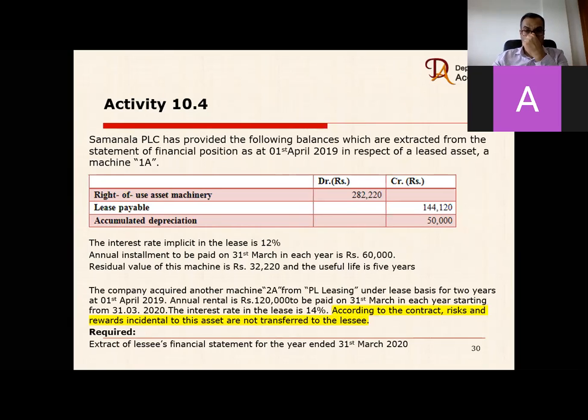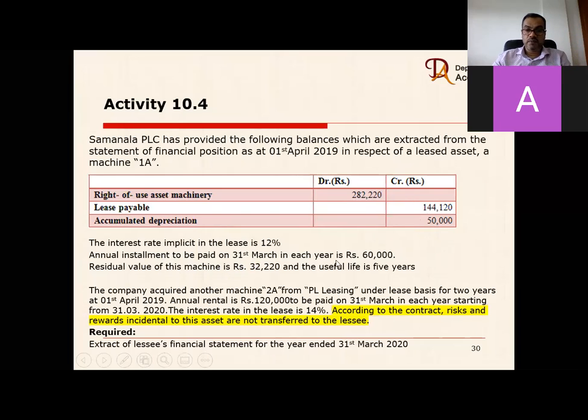Samanala PLC has provided the following balances. At the end of the year, 31st March 2019, the balances have been given as of 1st April 2019. Machine 1A. Right of use asset is this much, 282. Lease payable is this much. Accumulated depreciation is this much. That means some part of the useful life has gone. We do not know how much. We have to check how many years have already passed. The interest rate implicit in the lease is 12. That is additional information.